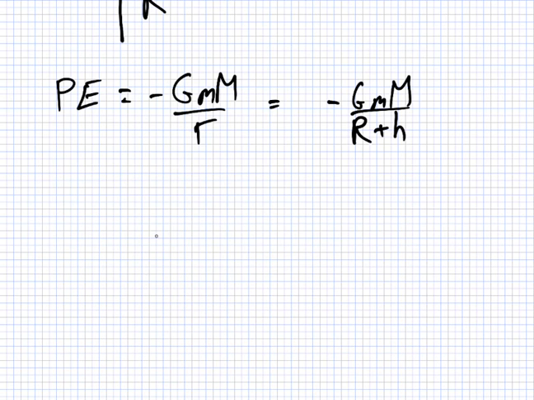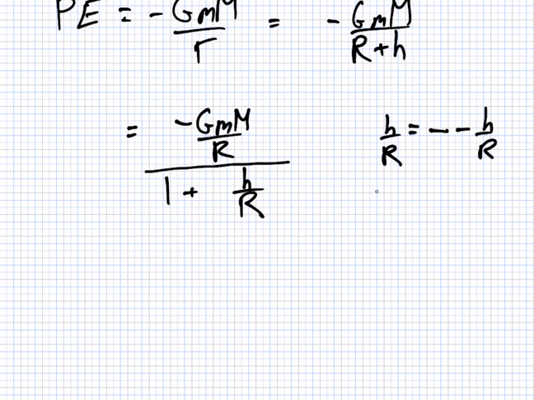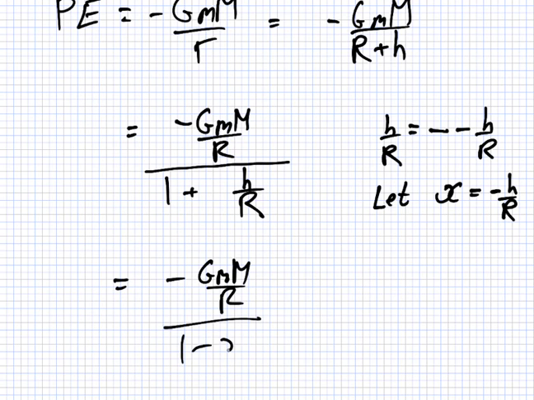Now what I'll do next is I'll divide everything by big O. So I get minus GMM over big O, all over 1 plus H over O. Now the H over O, I'll write that as minus H over O. And what I'll do is I'll call it X for the moment, equal to minus H over O. The reason I'm doing that is so that I can change this into GMM over big O over 1 minus X, which is minus GMM over O times 1 over 1 minus X.